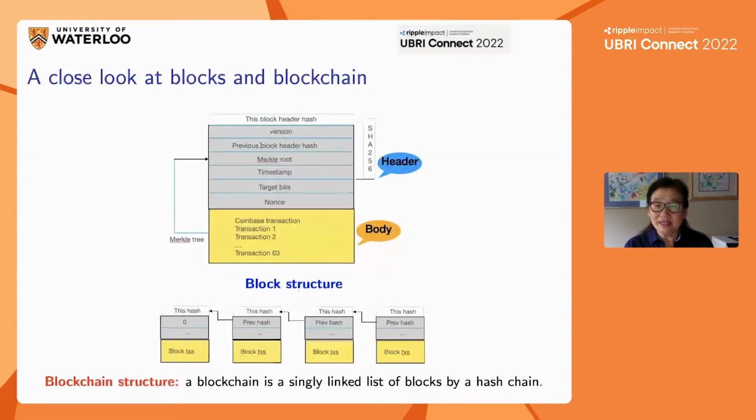And this entry here is the hash from the previous block. Because each block hashes the previous block, that's how they are connected. So blockchain basically is a linked list of blocks by hash chain.